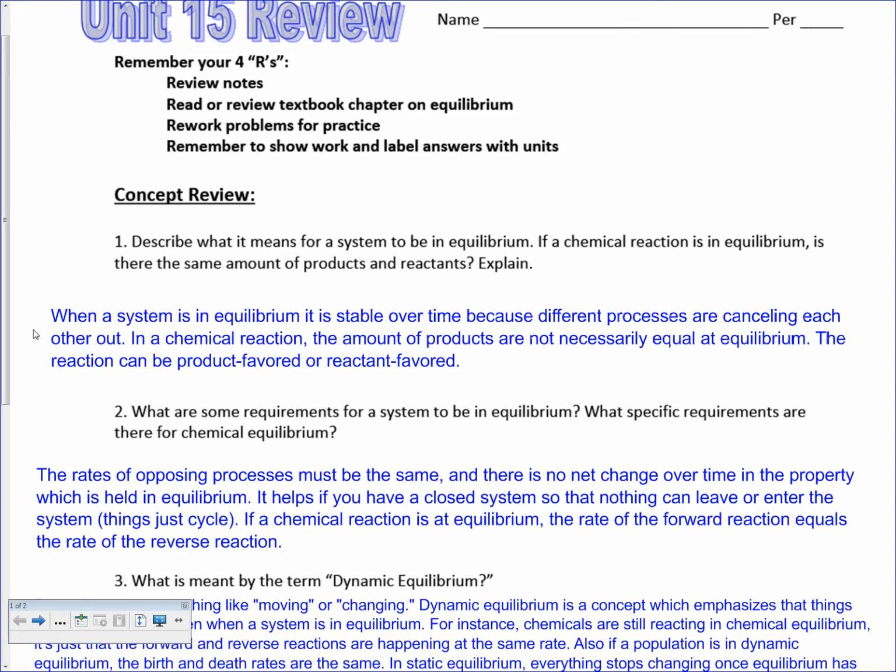So in chemistry, specifically what we're talking about is how much of the product and how much of the reactant there are, when a reactant stops having a net change. And you can see here in question number 2 that for chemistry, that's happening when the rate of the forward reaction and the rate of the reverse reaction are equal to one another.